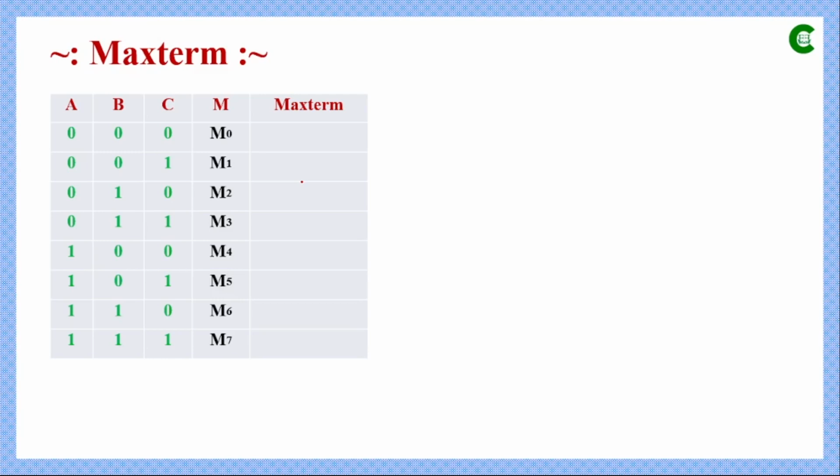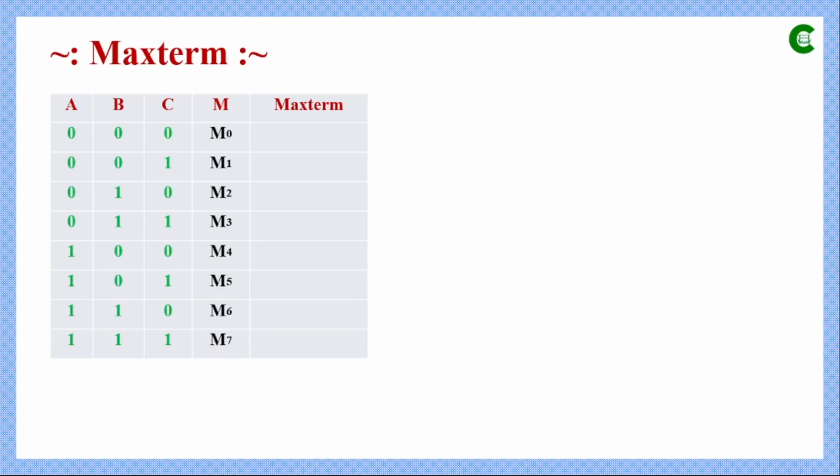That has already been written here. And another difference is the max term is represented by capital M, and again capital M and the corresponding combination is represented by the suffix number, and this time also the suffix number is the equivalent decimal number. So if it is the first combination, then the equivalent decimal number will be 0, so it will be capital M suffix 0. And if it is the last combination for a 3 variable function, then the decimal equivalent will be 7. That's why for the 111 binary combination, the max term is represented by capital M suffix 7.